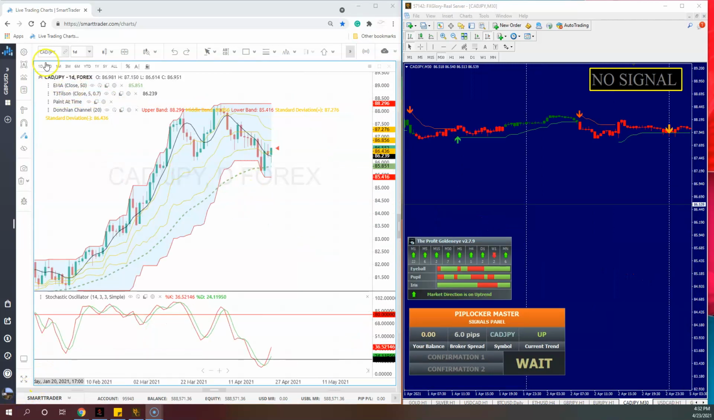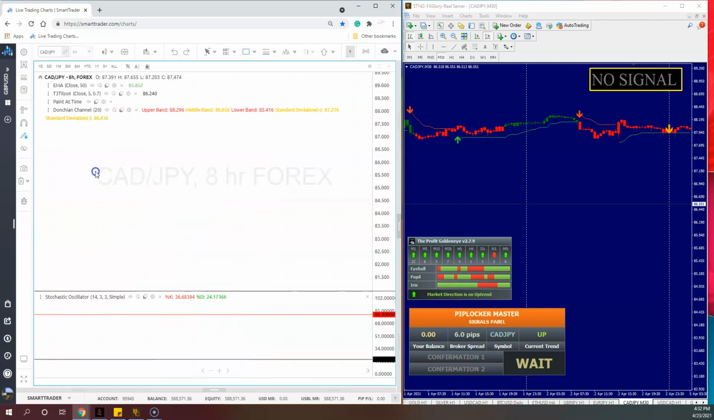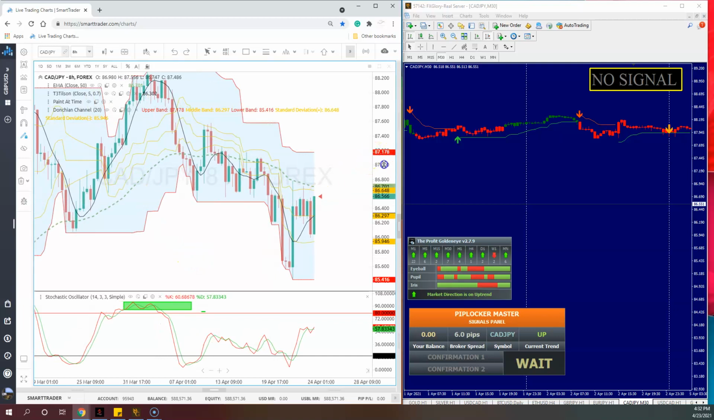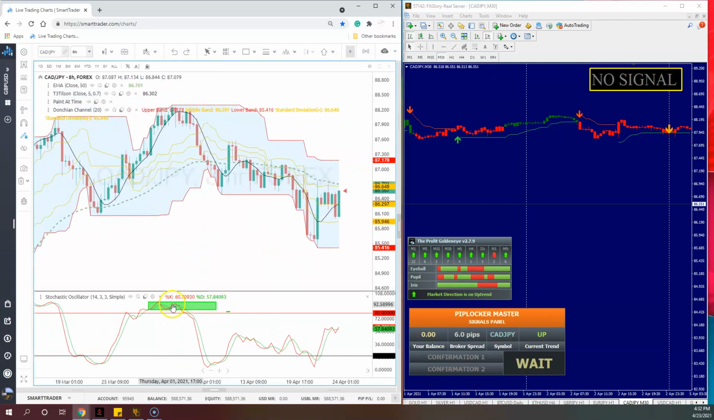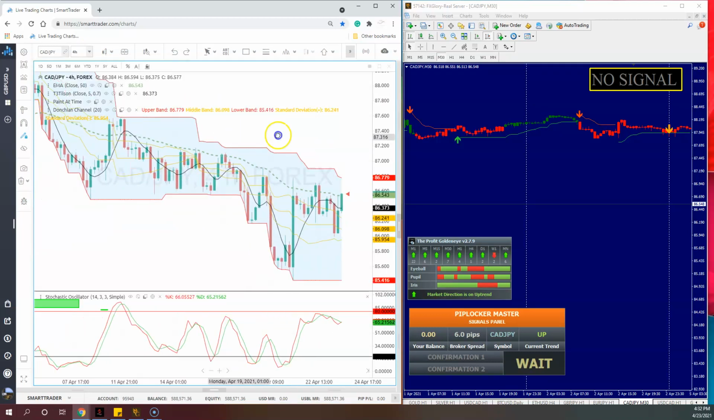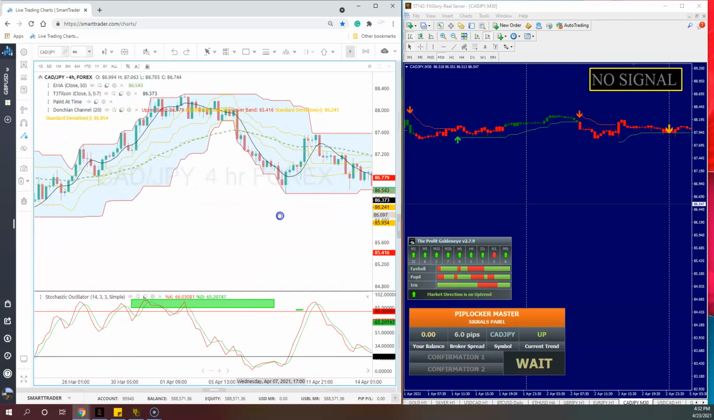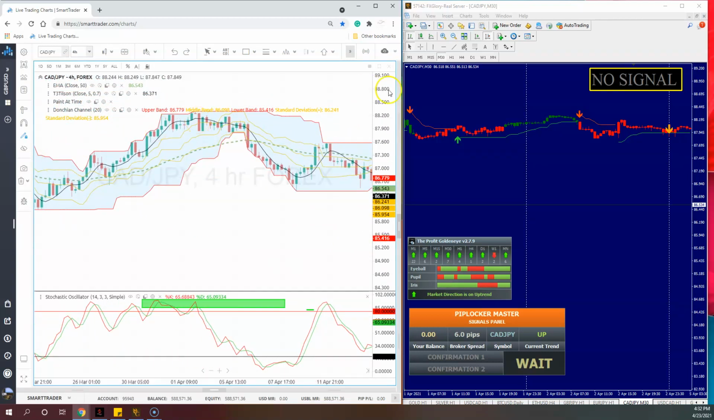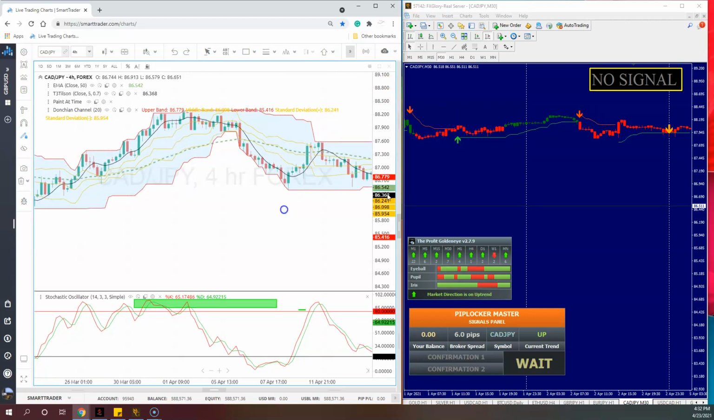And here's another one on CAD Japanese Yen, daily chart. Price is hitting the upper band on a daily chart. Then I'll scroll down to an 8-hour chart. Okay, there it is again. Stochastics is overbought, and price is up at the upper band. Then I scroll down to the 4-hour chart. 3 time frames essentially telling me the same thing. Look on the right-hand side, there's your sell signal.